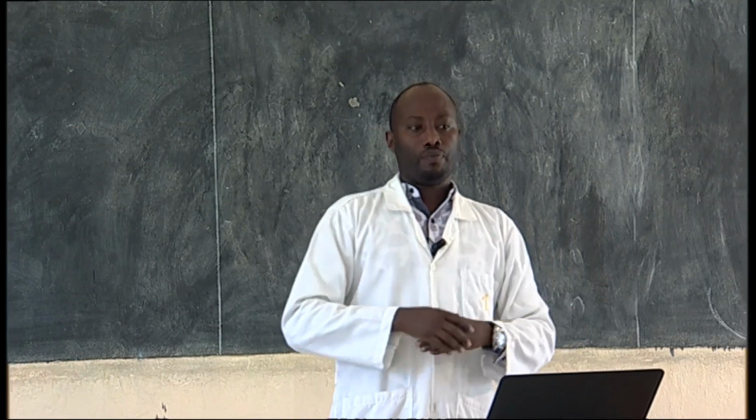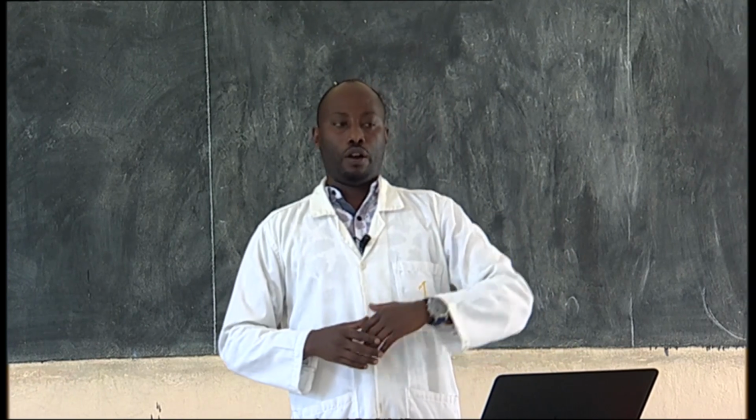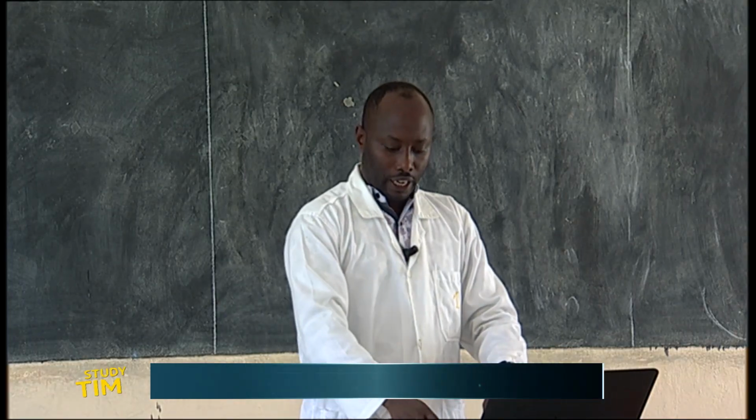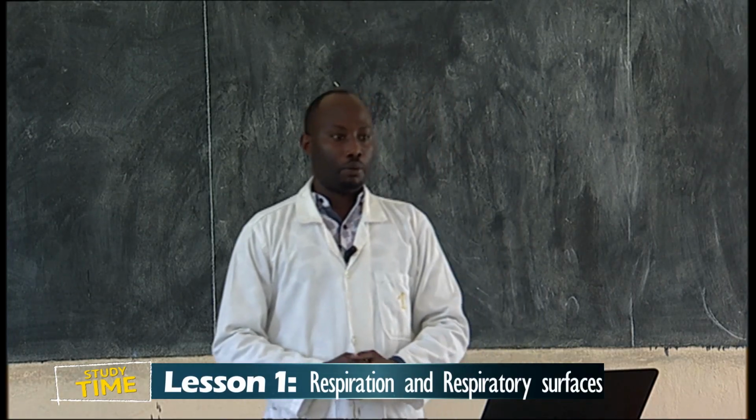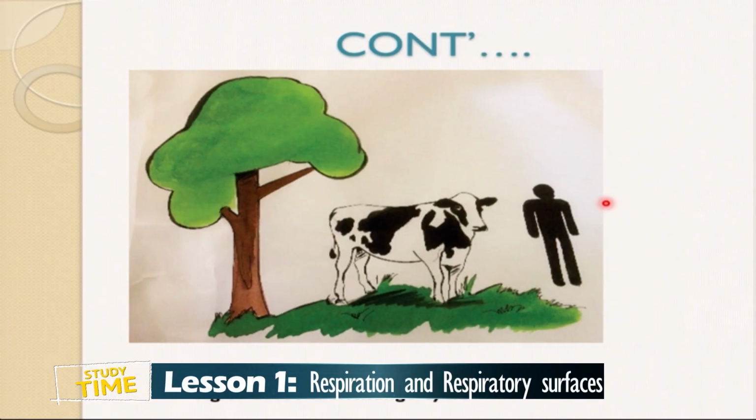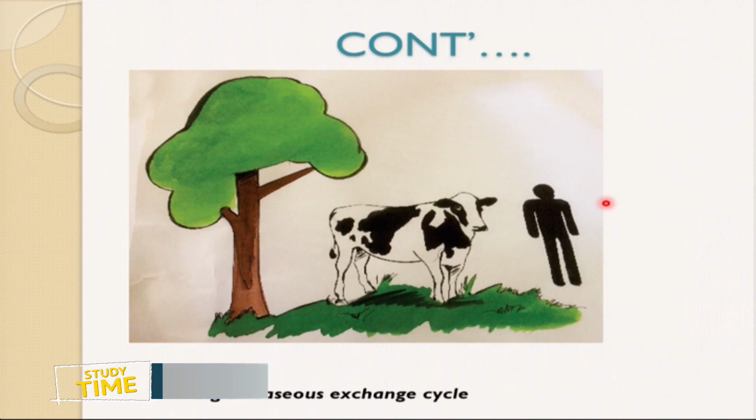I'm going to give you a cycle. Go about it and sit, try to observe and tell me what you see on the diagram. On that side, I have a plant, I have a cow, and I have a human being.